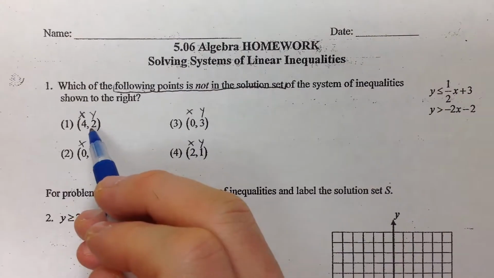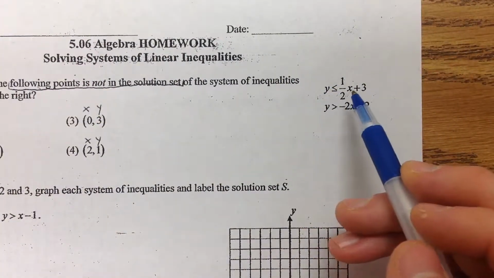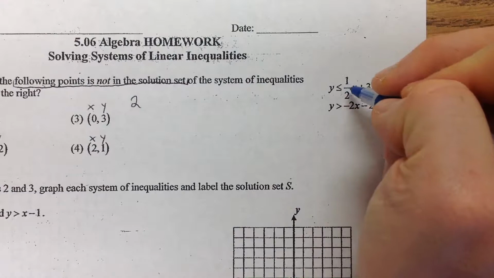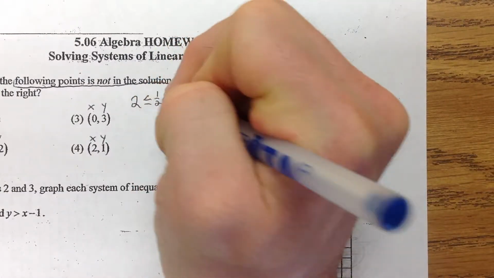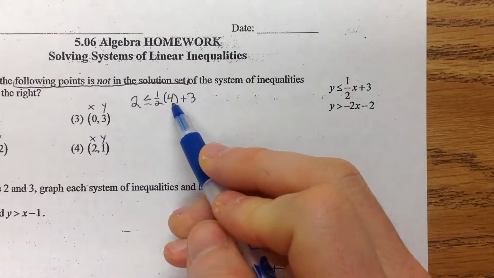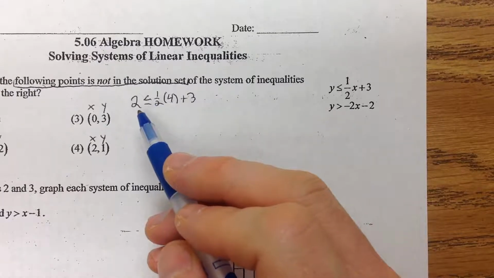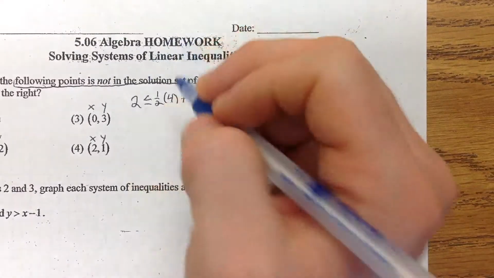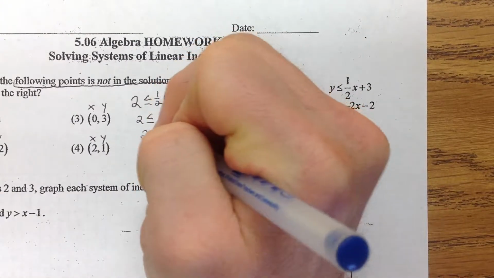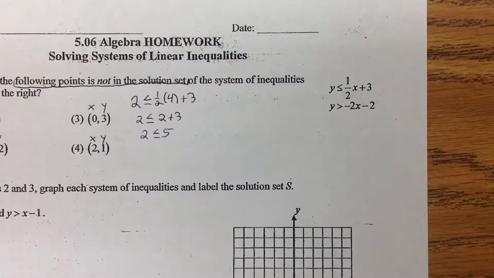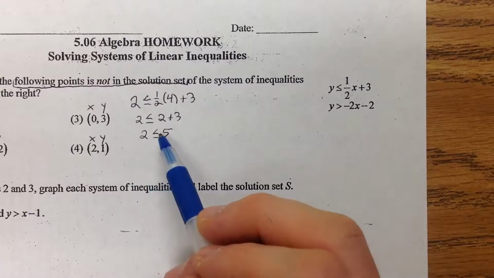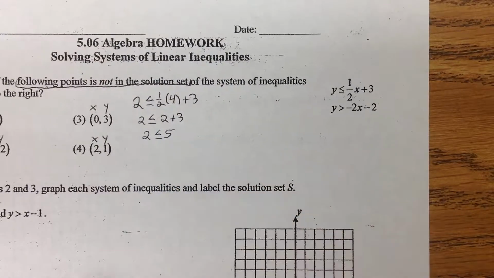Alright, so the first point is 4, 2. If I take a look at this here, I can plug in the 2 for this y. So I get 2 is less than or equal to 1/2 times 4 plus 3. The 4 went in for the x, the 2 went in for the y. Half of 4 is 2, so I get 2 is less than or equal to 2 plus 3. 2 is less than or equal to 5. So that first one checks out. You might be saying, wait, they're not equal, but remember, this is an inequality. 2 is less than or equal to 5, so that's okay.